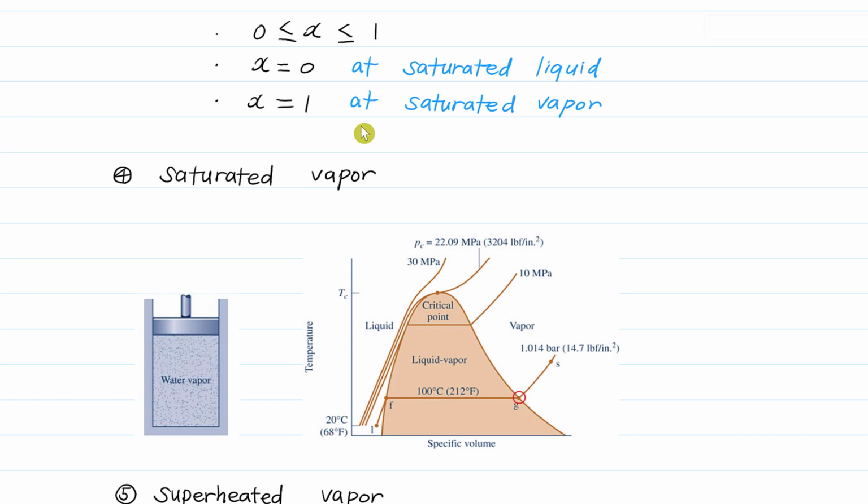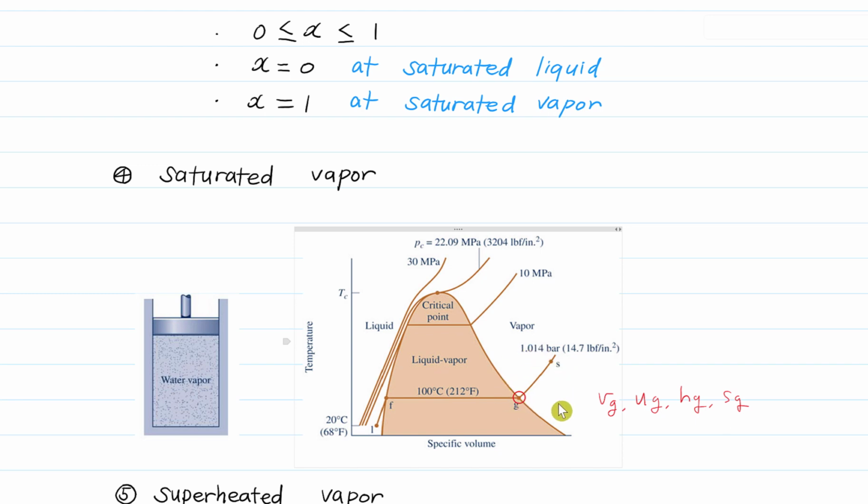We use the symbol g to denote the saturated vapor state. So vg, ug, hg, or sg: specific volume, internal energy, enthalpy and entropy at the saturated vapor state. Keep in mind that the quality is only defined in the vapor-liquid mixture region, or the vapor dome. So it is a thermodynamic property of the phase composition in a mixture. So we don't define the quality in the compressed liquid or superheated vapor region.